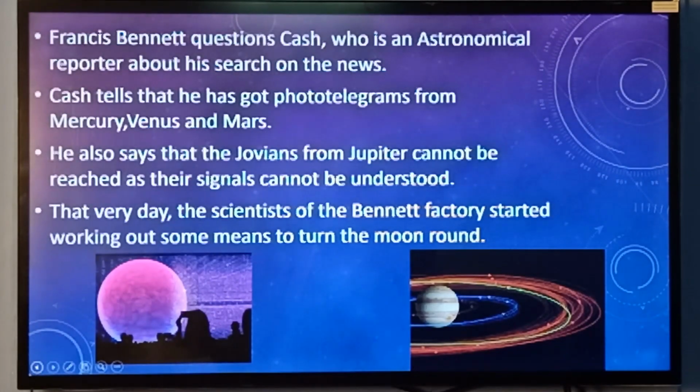Francis Bennett questions Cash, who is an astronomical reporter, about his search for news. Cash tells that he has got phototelegrams from the planets Mercury, Venus and Mars. He also says that the Jovians from Jupiter cannot be reached as their signals cannot be understood. That very day, the scientists of the Bennett factory started working out some means to turn the moon round.